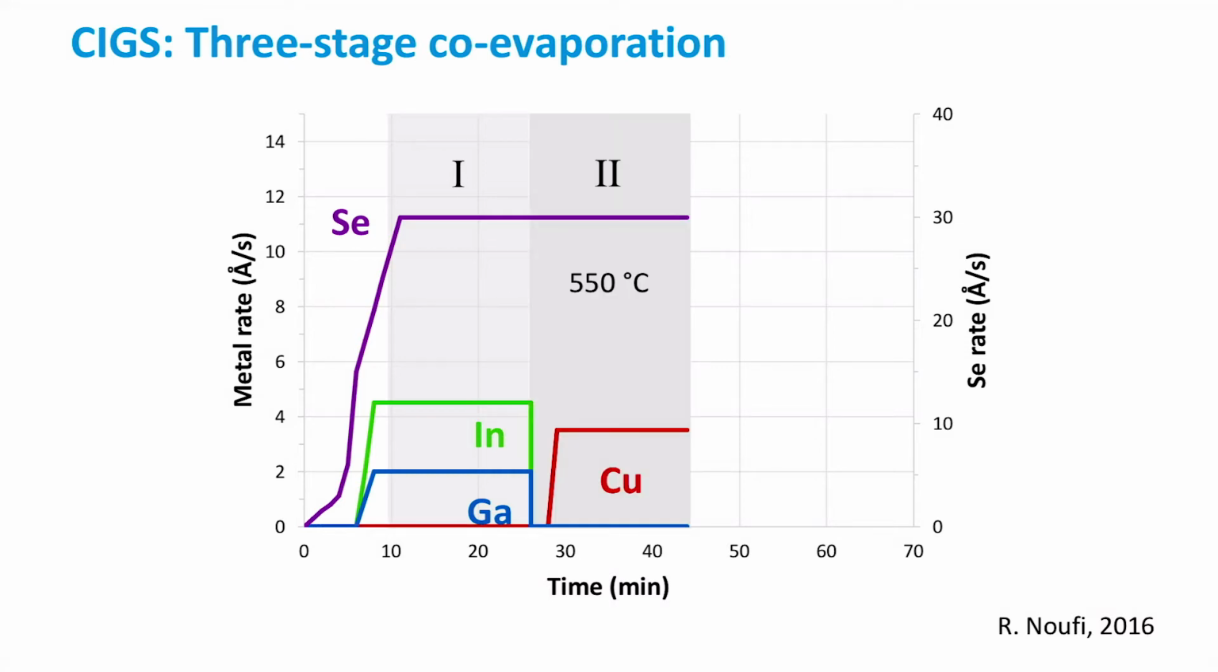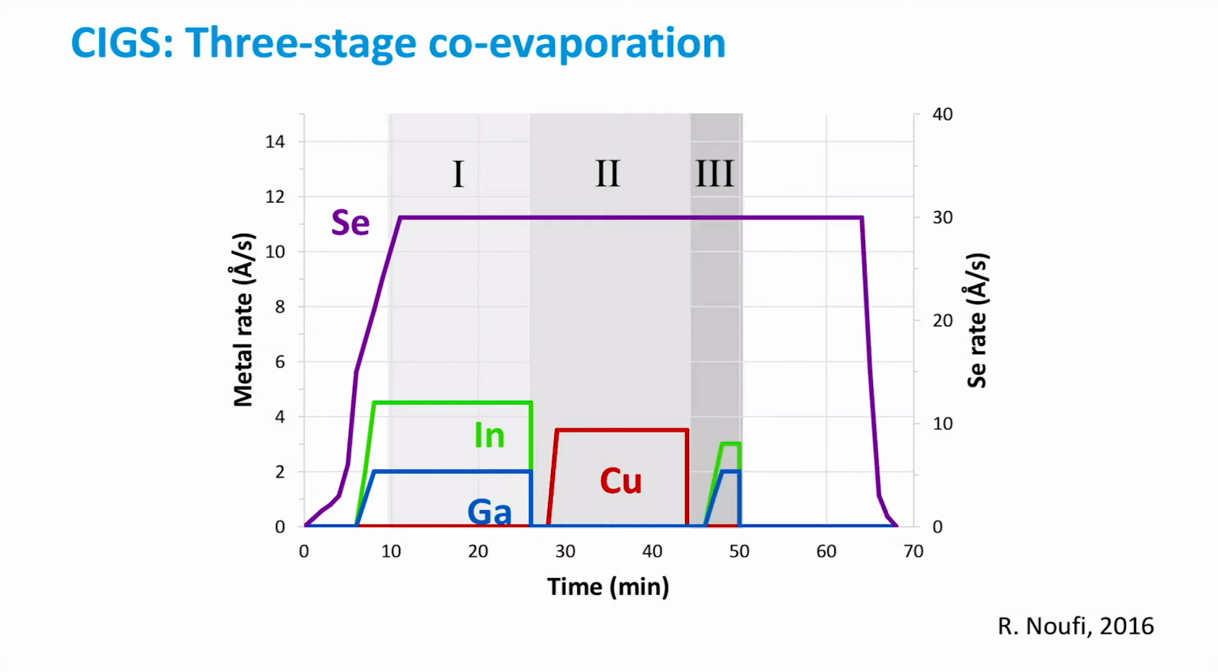In the second stage, the temperature is ramped up to about 550 degrees Celsius, while both the indium and the gallium evaporation is stopped and the copper rate is increased. This second stage will initiate crystal growth of the CIGS as copper will blend into the porous first layer of indium, gallium and selenium. In the third stage, again a layer of indium and gallium is evaporated in the required ratio while the copper evaporation is stopped.